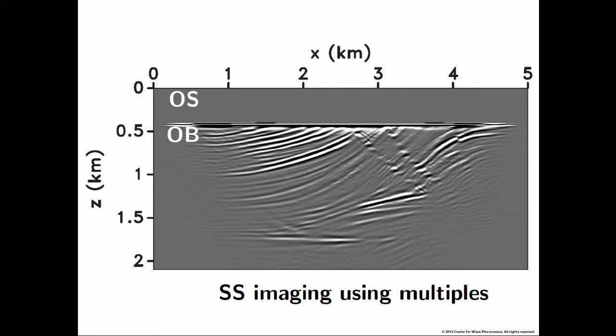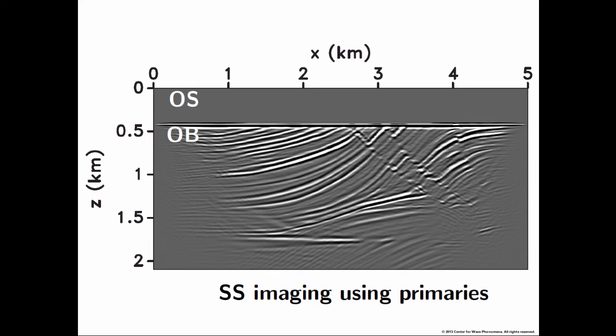This is the SS image using multiples, and this is the image using primary waves. SS images always have a smaller angle illumination compared to the PP image. This is because in the same layer, the S wave always travels at a smaller velocity than the P waves.